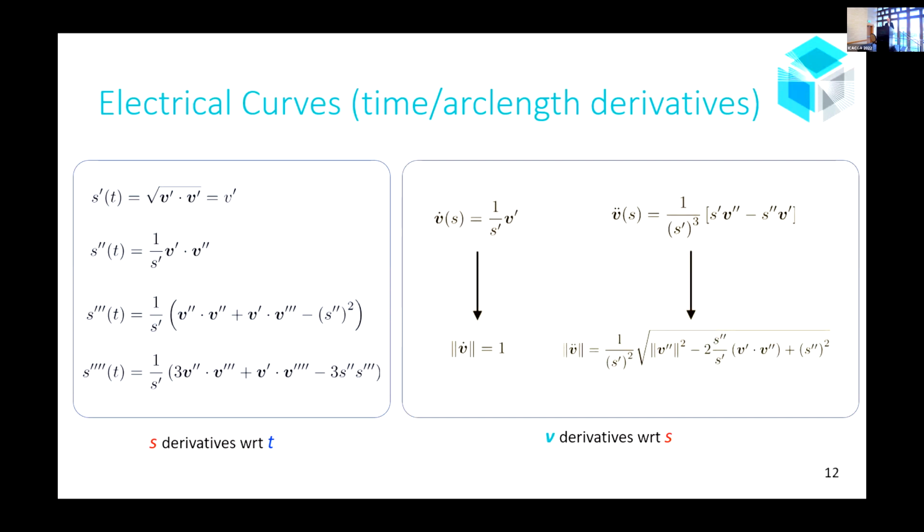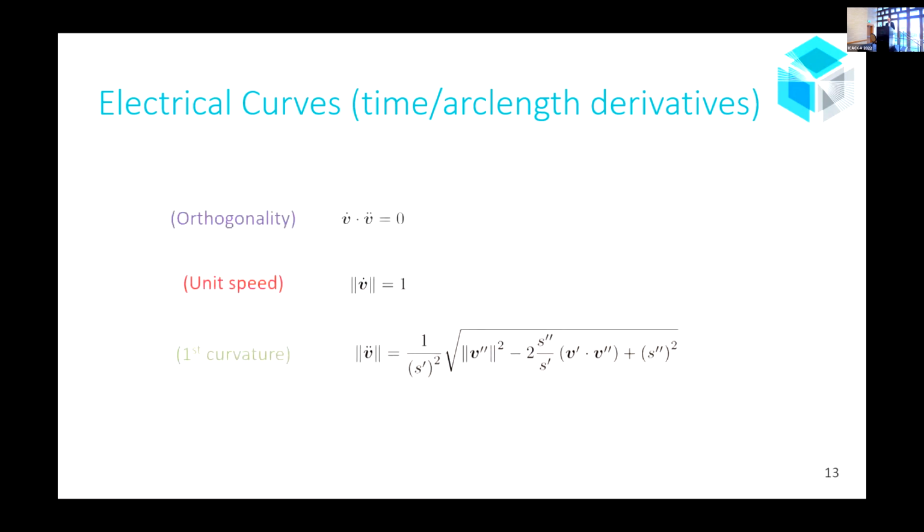And here we show the norm of these derivatives, v dot and v double dot. Here they are shown again for clarity, along with the orthogonality property between v dot and v double dot. The unit speed property is a logical consequence of choosing the arc length parameterization in contrast to the original t parameter. And the expression for the norm of the double dot is a bit more elaborate. It matches the value of the first curvature coefficient, also known simply as curvature.